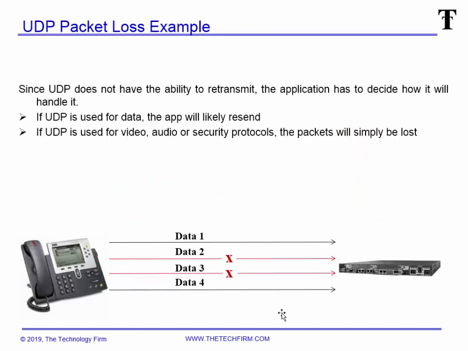So now here's a phone. We've got some UDP stuff going on, and it's important, again, just to highlight that things are going to get dropped, and if they are dropped, then the application needs to figure out what to do about it.